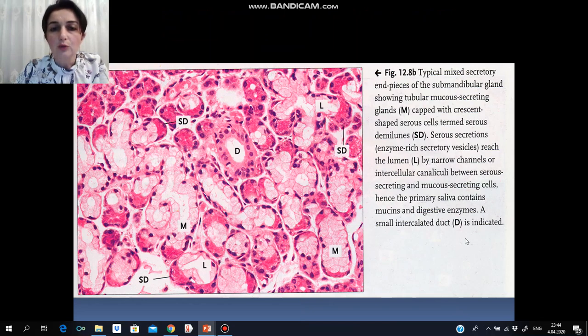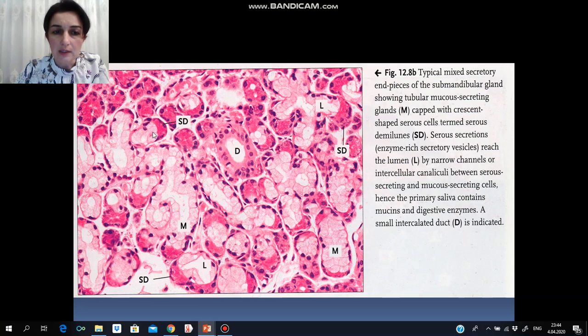Now we are coming to the mixed gland, that is the submandibular gland. The submandibular gland will include 3 kinds of secretory portions. First of all, acinar secretory portions, which are composed mainly of serous cells. Then we will have mucous secretory portions, which include mainly mucous cells, which have a light appearance. Then we have mixed secretory portions. Pay attention to this secretory portion.